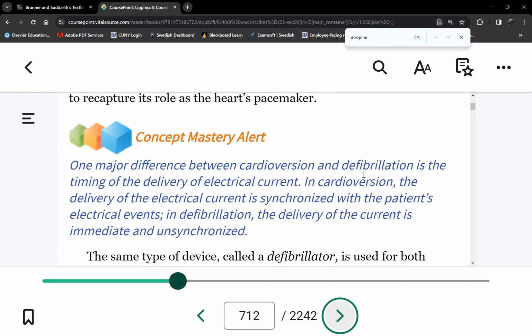What about in cardioversion? When is the electrical shock delivered? And it will be timed when? During which part of the cardiac cycle? The peak of the R wave. Okay, so the peak of an R wave.